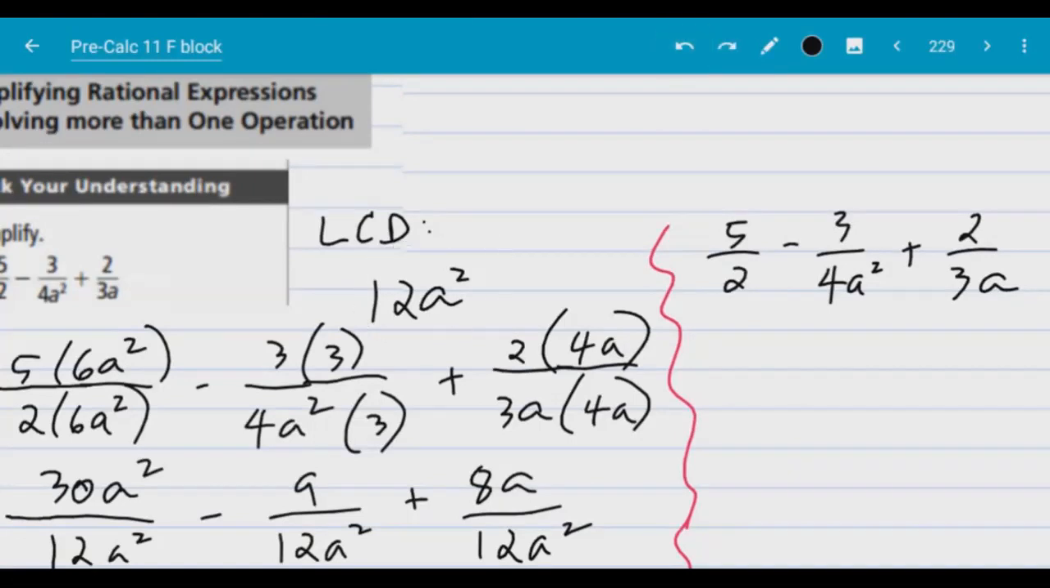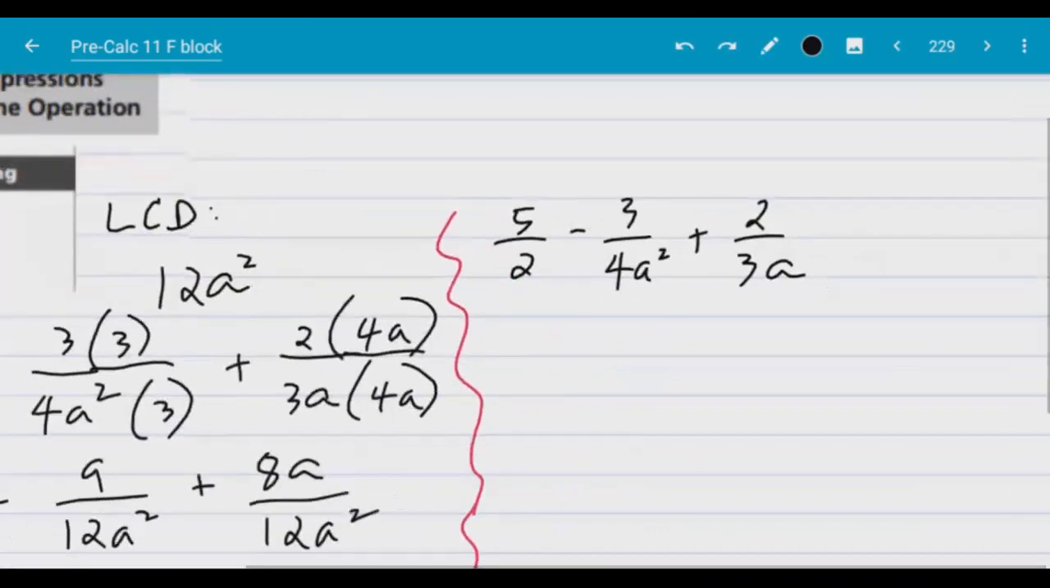There's a different way, and that would be, guys, to just use all of the denominators, multiply them all, and that will be your common denominator. So what I'm saying is this. If I were to multiply all of them, that means 2 times 4, 8 times 3, that would be 24. A squared times A is A cubed. So that would be 24 A cubed. Are you with me?